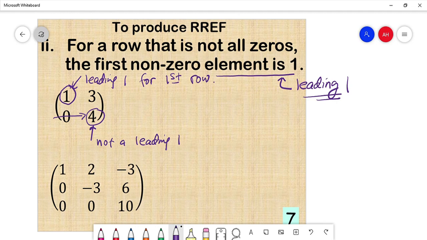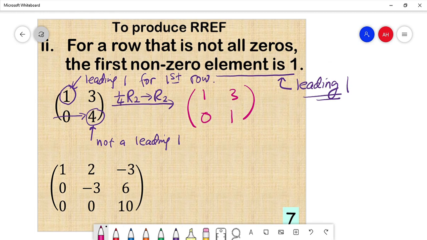So what we have to do is an operation so that this number 4 becomes 1. How to do that? We can use ERO again. We have to multiply 1 over 4 by row number 2 and write it down in row number 2, so that we have 1 at row number 2. So row number 1 is still the same. We have 1, 3. Now for row number 2, 1 over 4 times 0 is still 0. Now 4 divided by 4 is equal to 1.